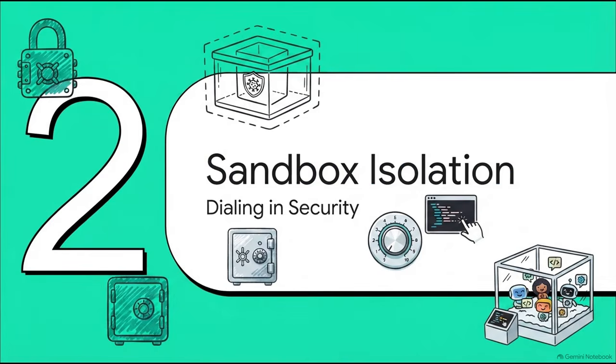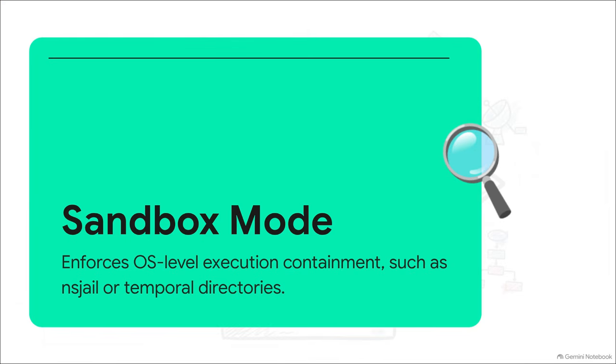Moving right along to Section 2, Sandbox Isolation Safety Vaults, dialing in security. Okay, let's grab the very first dial on our dashboard, Sandbox Isolation. Before you unleash an autonomous agent, you absolutely have to establish its physical boundaries. You do this using the sandbox parameter, which enforces OS-level execution containment. It physically restricts what the agent can touch or execute on your machine, which is crucial to ensure a rogue process doesn't just wipe your local files.